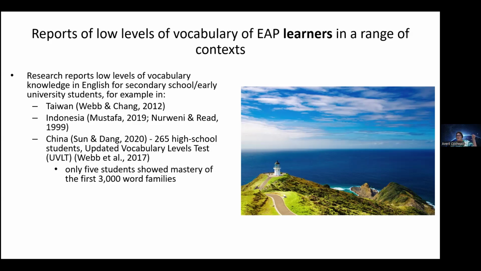Now, remember early on, Jim Milton, may he rest in peace, said we need about 3,000 word families. And I was saying, yeah, it's more like 4 to 5. If only 5 students showed mastery of the first 3,000 word families, so that's high frequency words in English, we've got a bit of a problem. And then most students in that study didn't show mastery of the most frequent 1,000 words of English. So we've got a bit of a gap going on here.